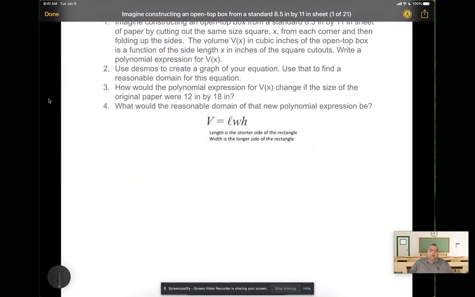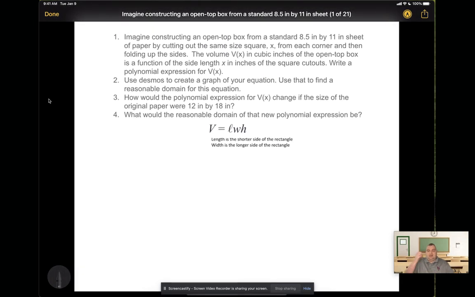So, imagine constructing an open top box from a standard 8.5 inch by 11 inch sheet of paper by cutting out the same size square x from each corner and then folding up the sides. The volume v of x in cubic inches of the open top box is a function of the side length x in inches of the square cutouts. Write a polynomial expression for v of x.